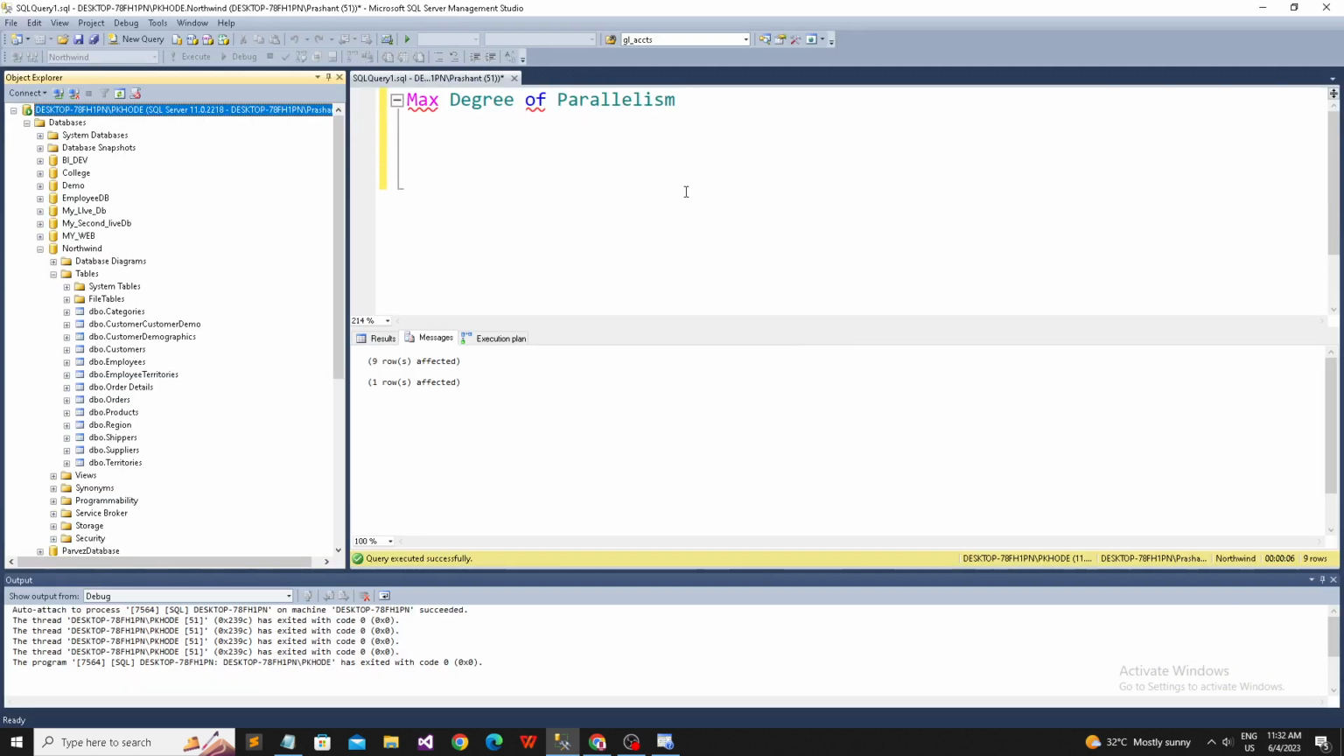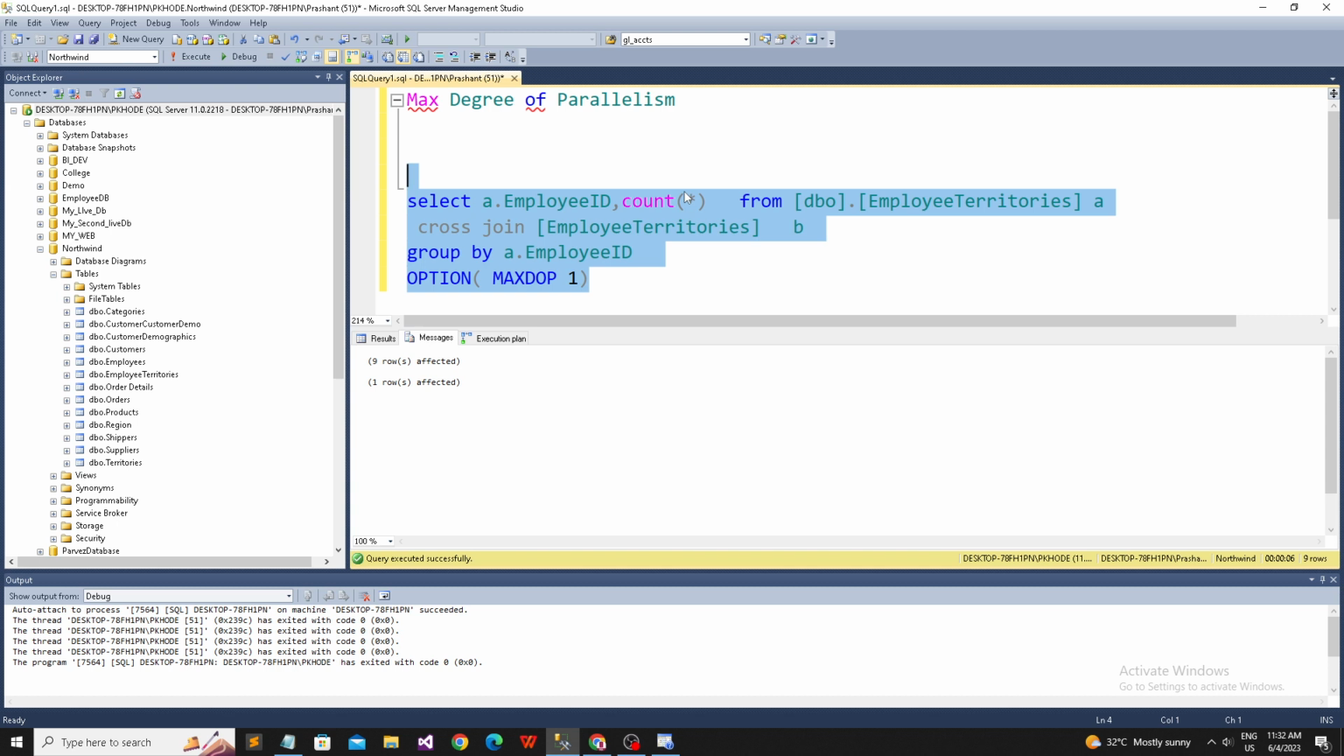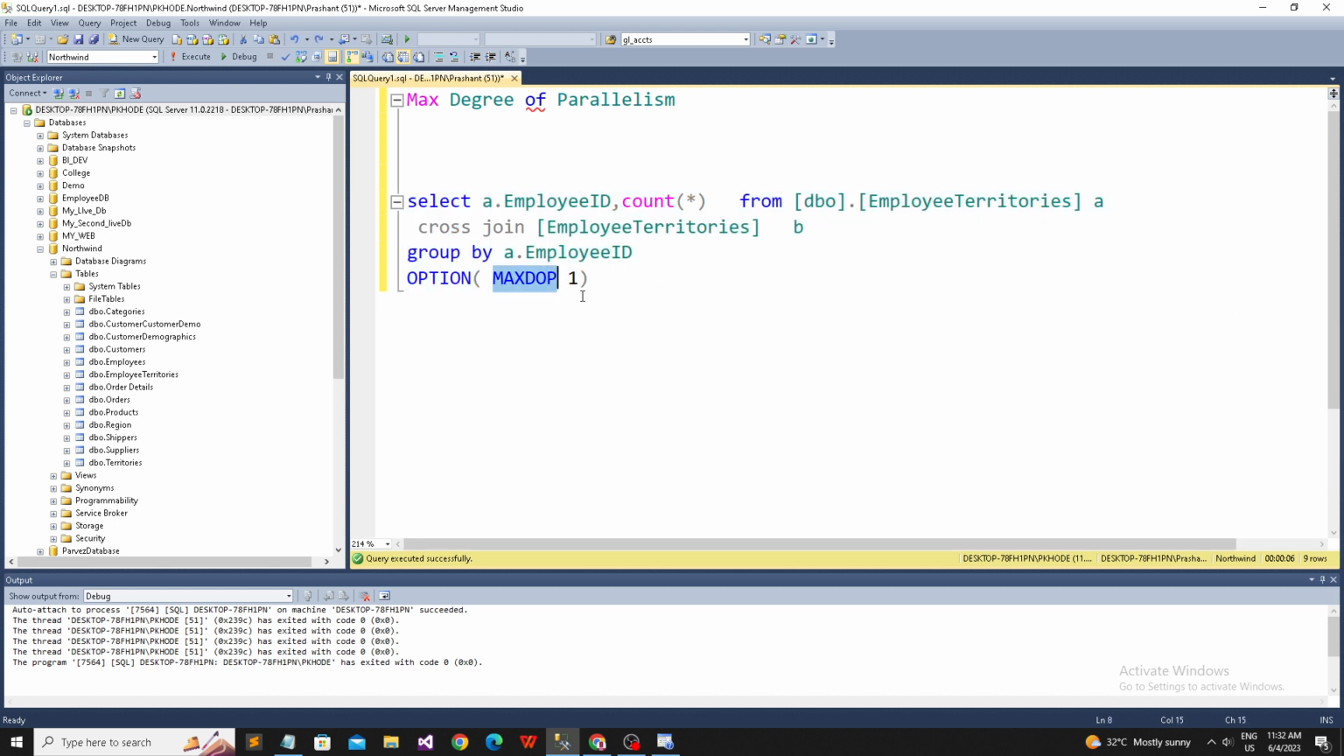Another thing is that we can also set this value at the query level. For example, I have this query, and it is running in multi-threading, but I want to restrict it to a single thread. So what will I do? Instead of 0, I will say 1. 1 means it should always use 1 processor. If it is 2, it should use up to 2. So I hope you understood theoretically what the max degree of parallelism is.